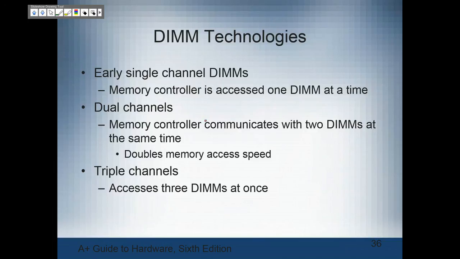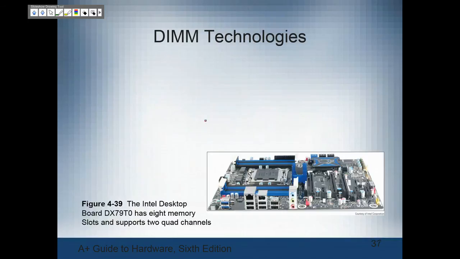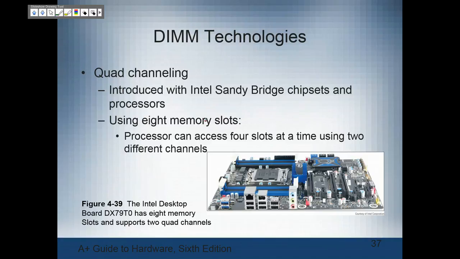Let's see if they've got a picture here. DDR2. Yeah, these things here. Quad channeling was introduced with the Intel Sandy Bridge. We have two DIMMs here and two DIMMs here. The reason they put them on each side of the CPU, using 8 memory slots, is it reduces the distance that it has to go. When we're going at these speeds, the farther away, the longer it's going to take to get there. So in a quad, it can use 4 slots at a time.